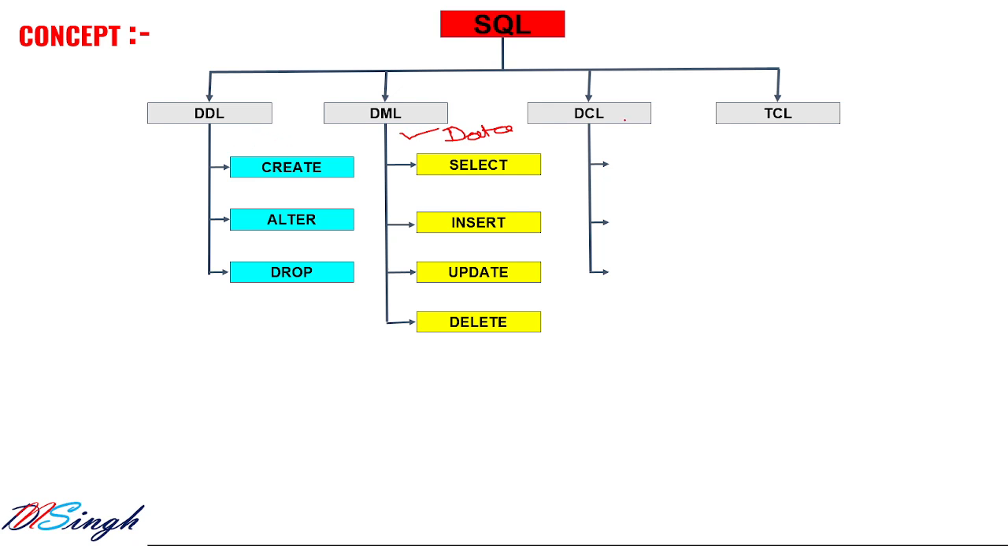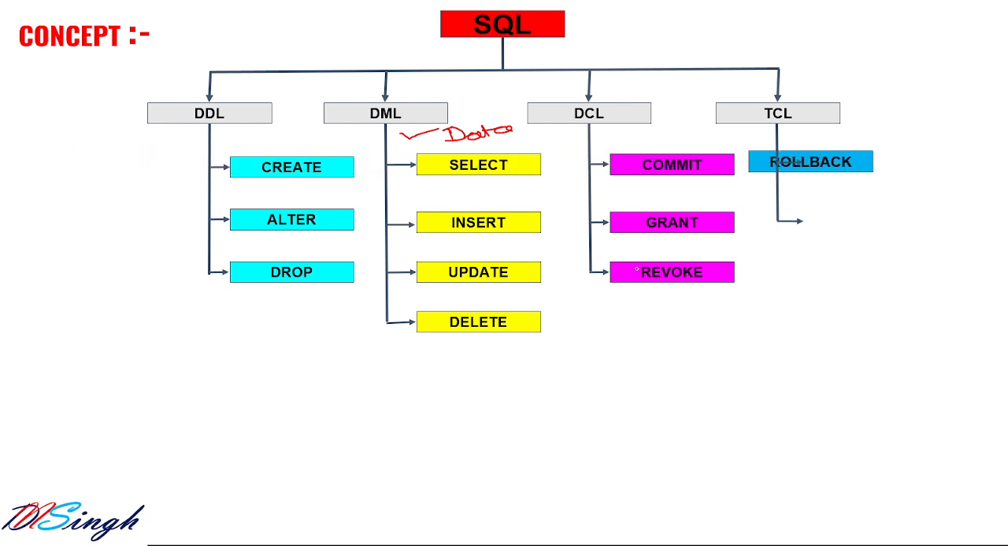So DDL is different. Then we have DCL, that is data control language: commit, grant, and revoke. So grant is like giving permission, revoke is removing permission to update or modify data. But DCL and TCL are not part of our syllabus. TCL has commands like commit, save point, and rollback. So these are the commands. TCL means what? Transaction control language.